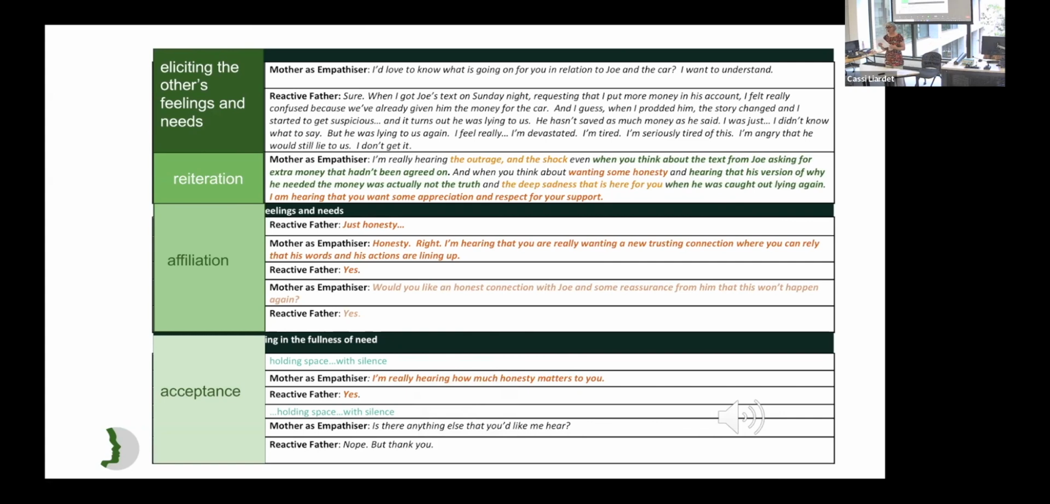When I got Joe's text on Sunday night requesting that I put more money in his account, I felt really confused because we've already given him the money for the car. And I guess when I prodded him, the story changed and I started to get suspicious. And it turns out that he was lying to us. He hasn't saved as much money as he said. I don't know what to say, but he was lying to us again.